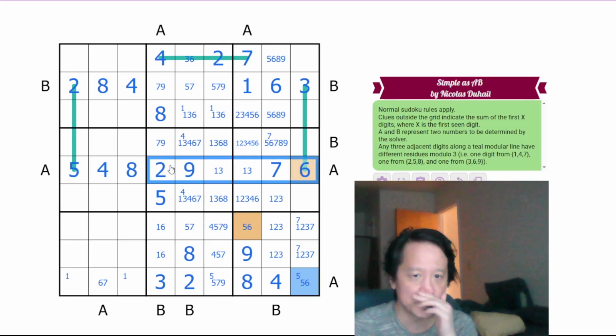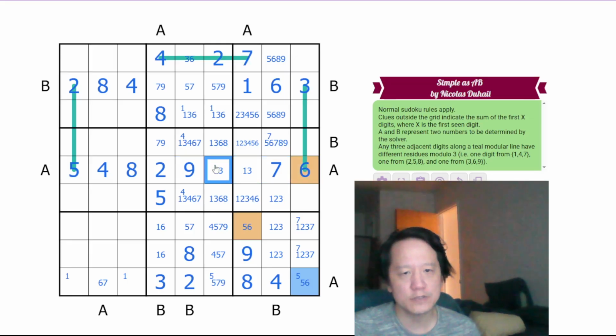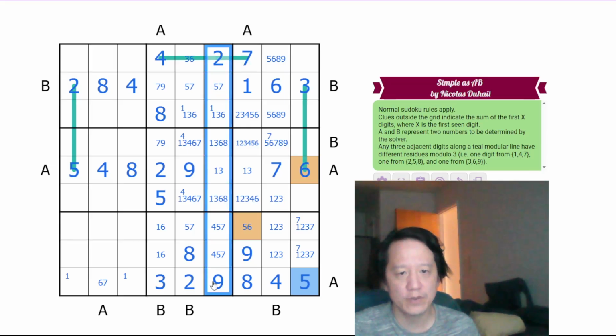So this must add up to 28. 1 and 9 is 10. 3 and 7 is 10. 2 and 6 is 8. So that does add up to 28. 6 eliminates 6 here, so it's 5. So this is 5. That means these must add up to 28. So 5, 4. So 2 and 8 is 10. 14. So this must be 5 and 9. That eliminates 9 in the rest of column 6.